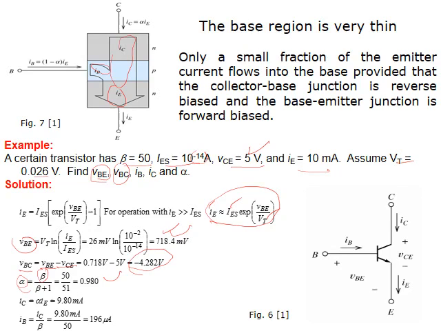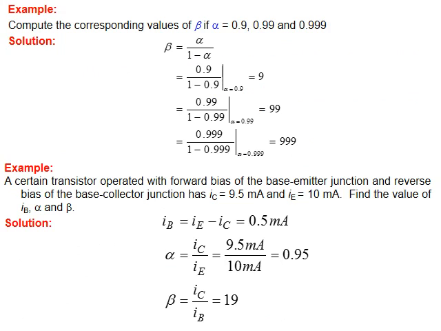And I collector is alpha I emitter from principles. We got it. And I base is I collector over beta. We have the formula. Also, we got it. Just do them. It's just a matter of substituting and doing the math. Otherwise, these formulas you need to remember them. They are there, and we will use them in many examples.